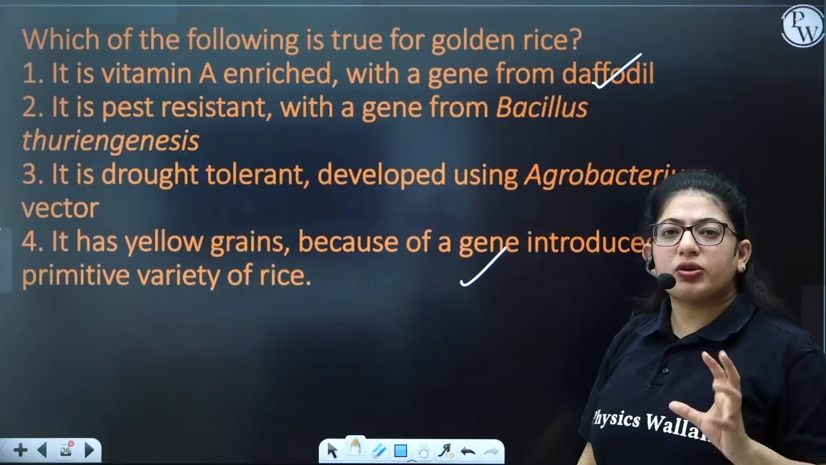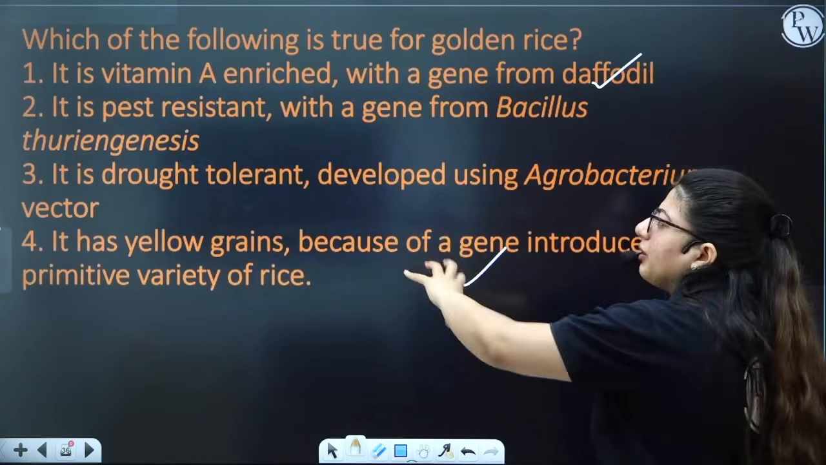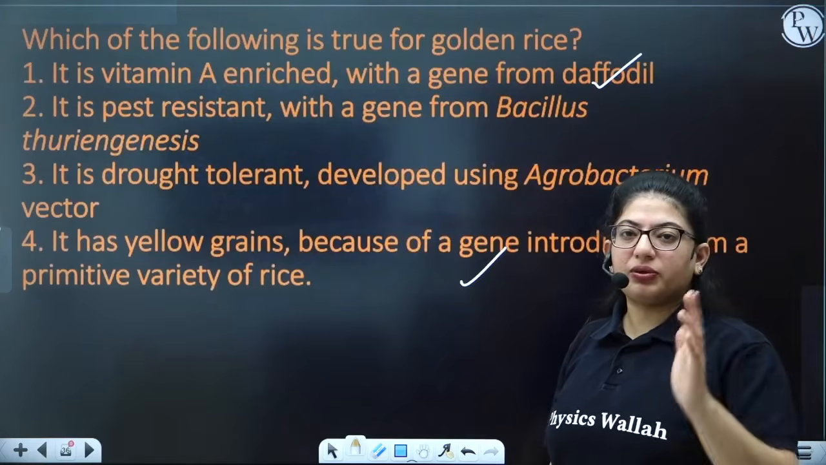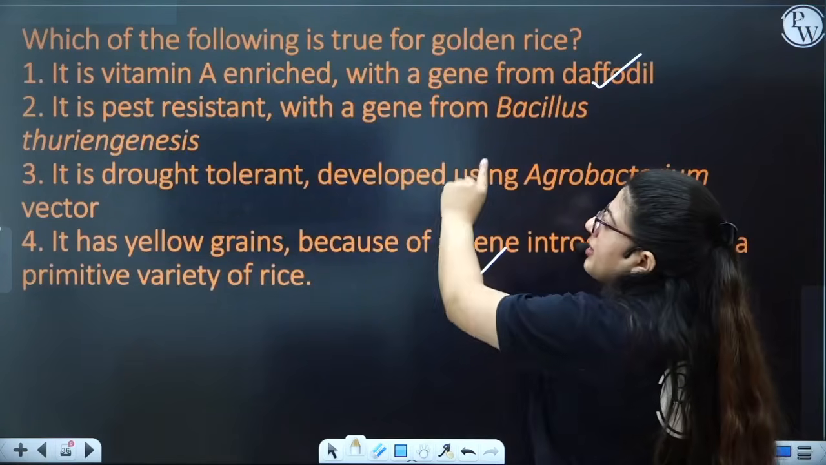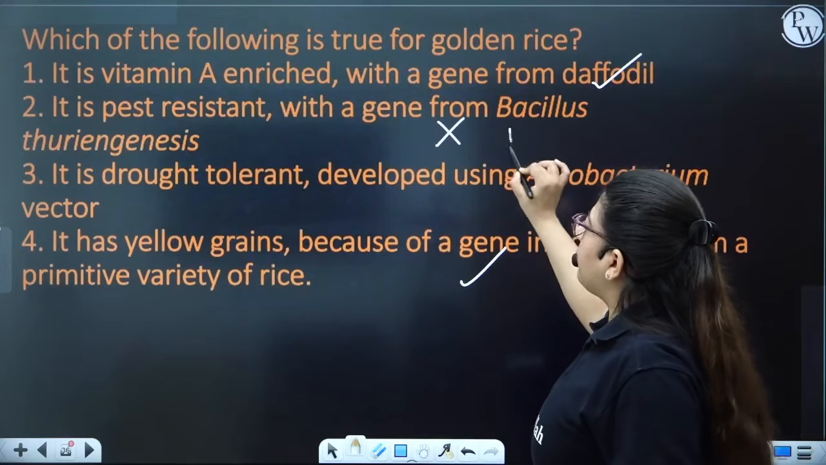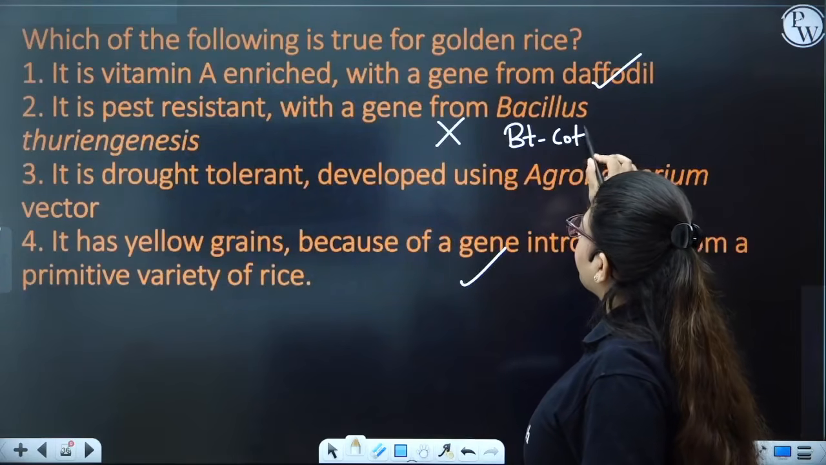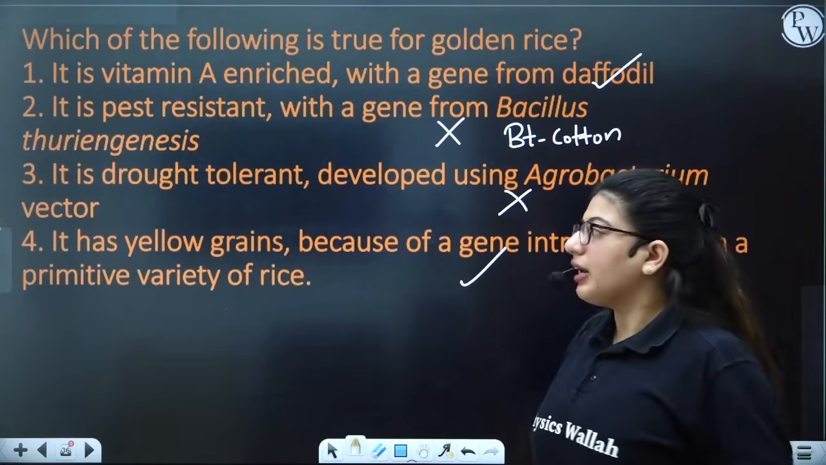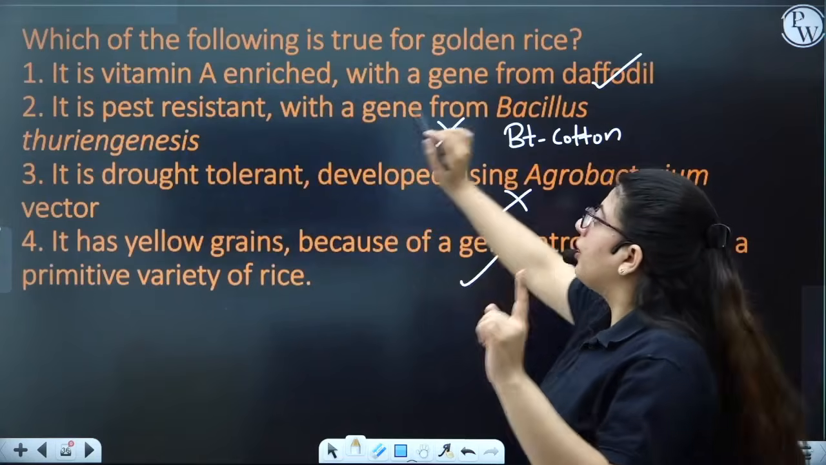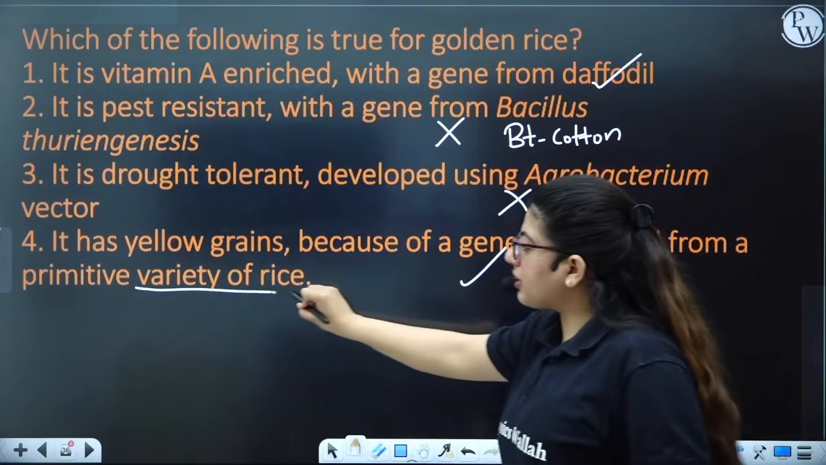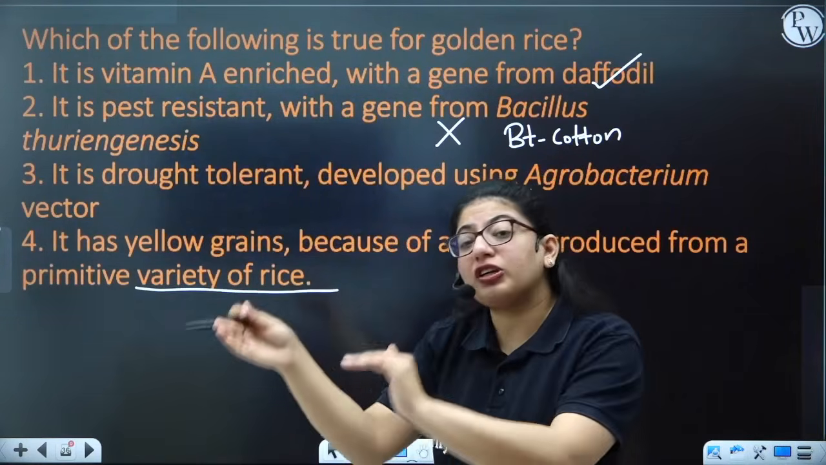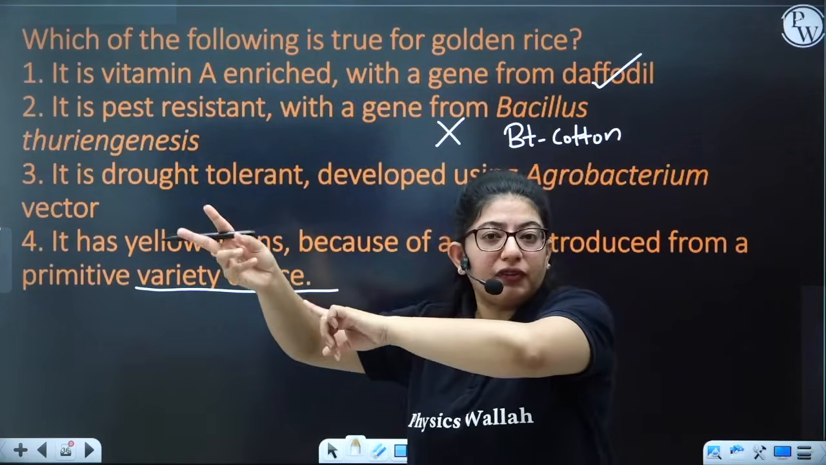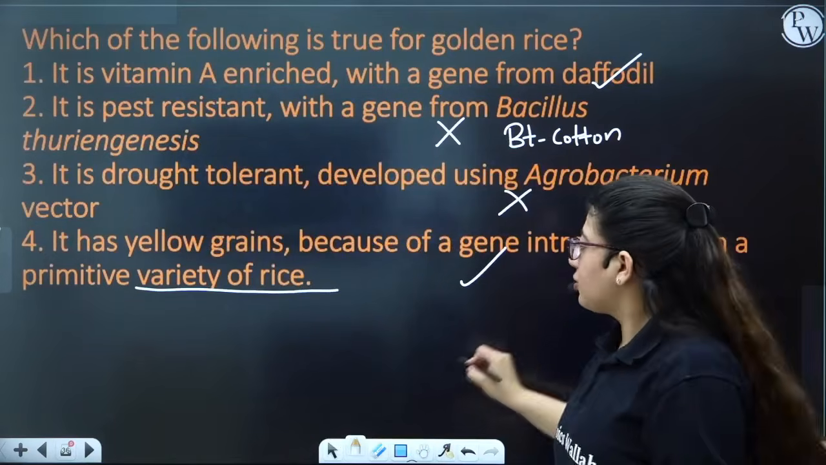The students were quite confident. They will directly read the question, and by reading the first statement, they have decided the answer is 1. It's absolutely correct. The second one is saying it's pest resistant. No, that is about BT cotton. Third, it is not drought tolerant. It was a high nutritional rice with vitamin A, which you have taken from daffodil. The fourth is incorrect, because they are saying that the gene of beta carotene is taken from another rice variety. No, no, no. You have taken the gene from the daffodil and added it in the rice variety. So the answer is 1.